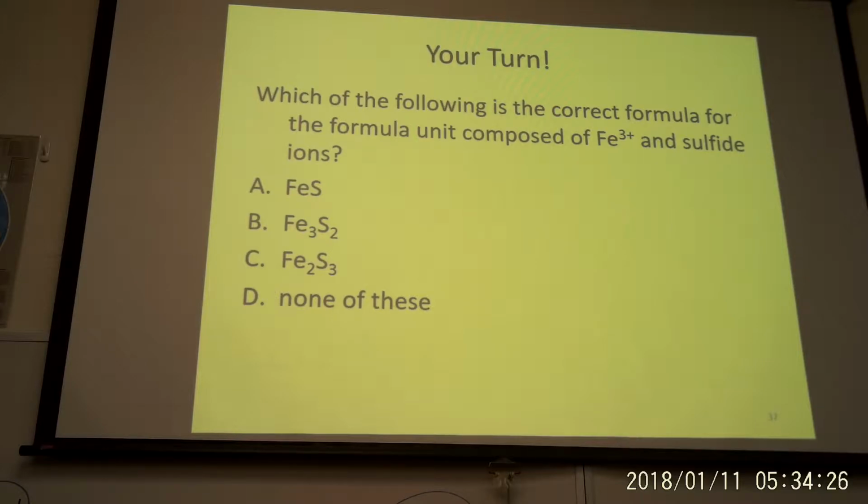Did everybody get a periodic table from me? Does anybody else need a periodic table so they can see it close? Yeah. I think I have one here. Oh, you have one already? Okay.